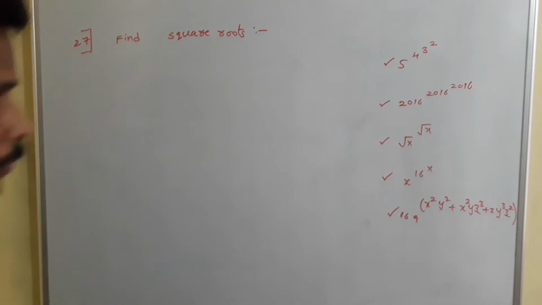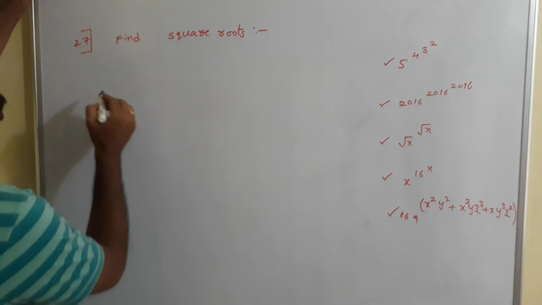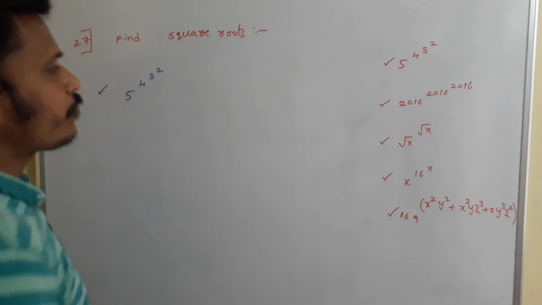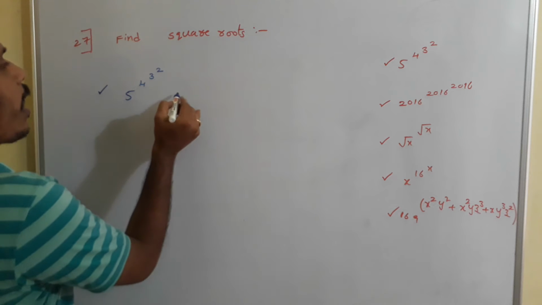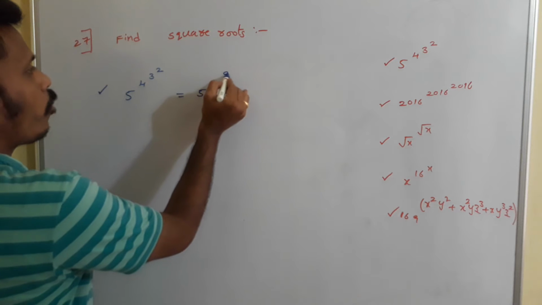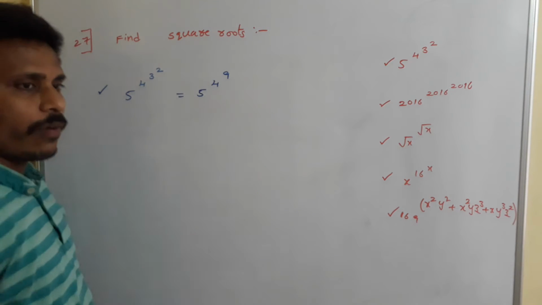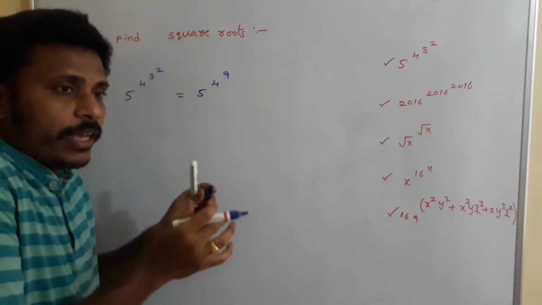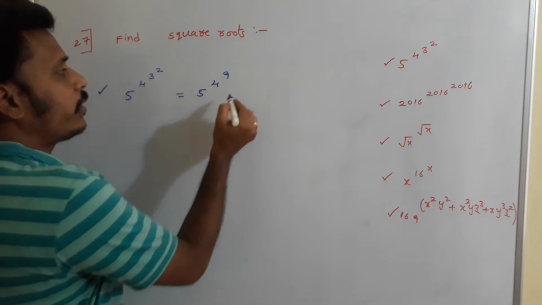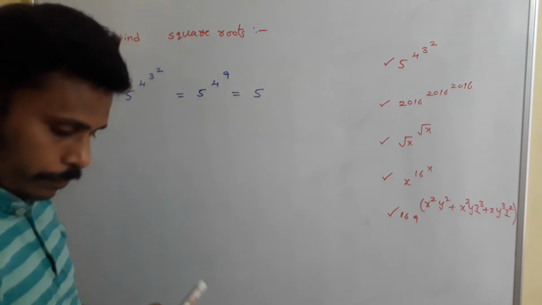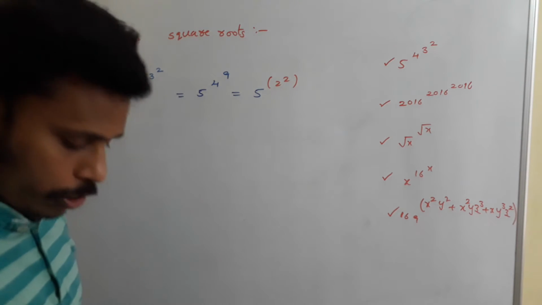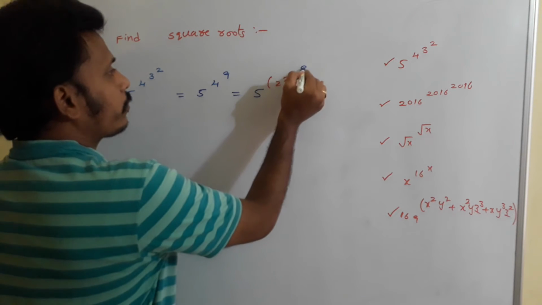Now, look at the way of calculating square roots for these problems. First one is given like 5 power 4 power 3 power 2. Since we are trying to calculate the square root, first of all I am thinking about that number, which is 5 power 4 power 3 square, how much? 9. 5 power 4 power 9. I am simplifying the given number, and after that I will apply square root. 5 power 4 power 9, right? And this is equals to 5 to the power, that 4 can be written as 2 square. We know it, right? 5 to the power 2 square to the power 9.